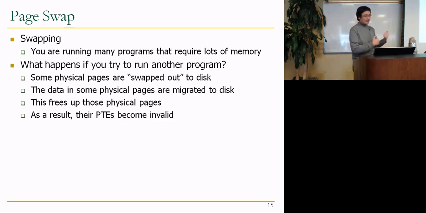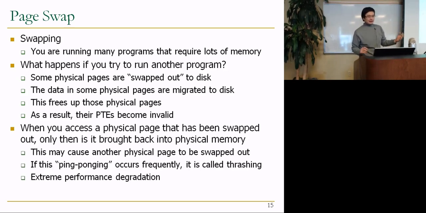What happens here is you have a physical page that is being swapped out to the disk. And as I mentioned earlier, when you access something on the disk, it's orders of magnitude slower than accessing anything in memory. So in this case, a lot of your data is being migrated from the physical page to the disk. And this frees up those physical pages. And as a result, the page table entry becomes invalid. And then you bring the other page back into the memory.